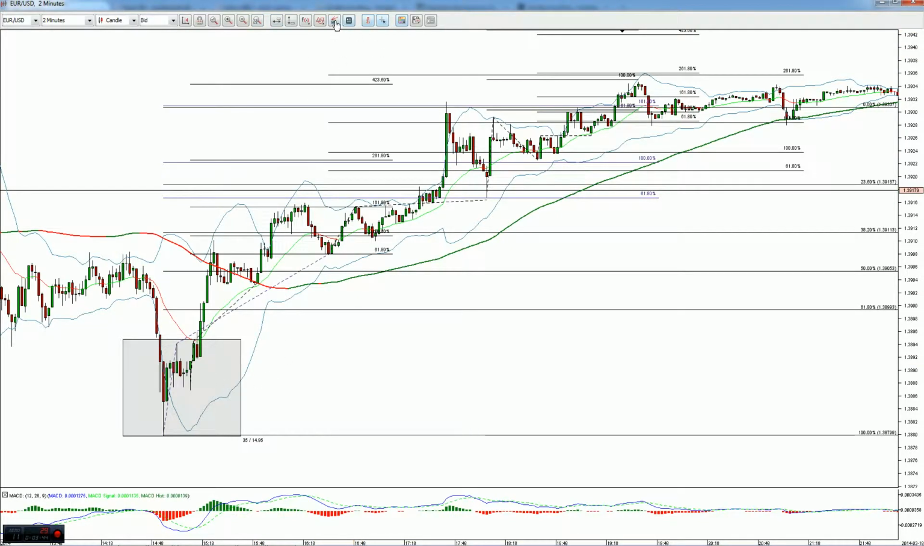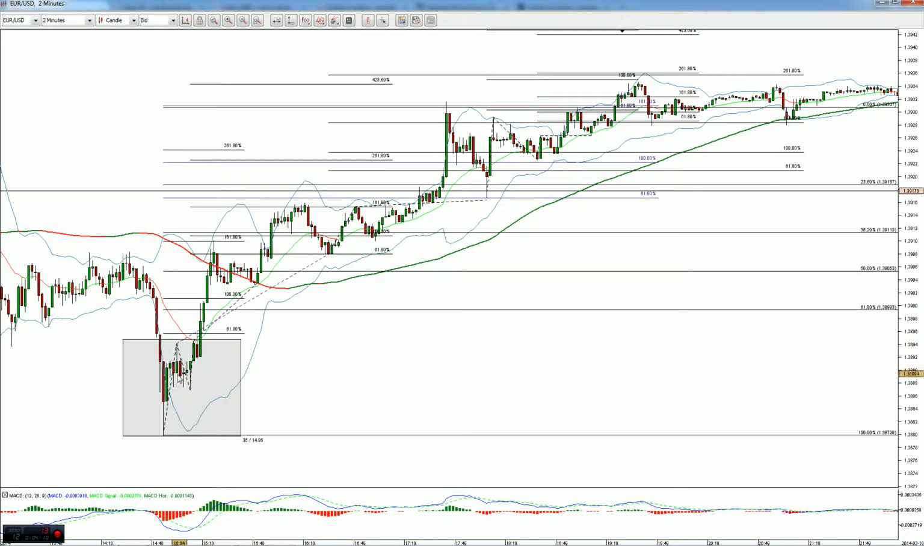Okay, so I'll take the Fibonacci expansion and I measure the first move, 1 and 2. Okay, and this gives me a target for the third wave, and the third wave may end at 161.80 or 260.18. Those are very typical Fibo levels for a third wave to complete.